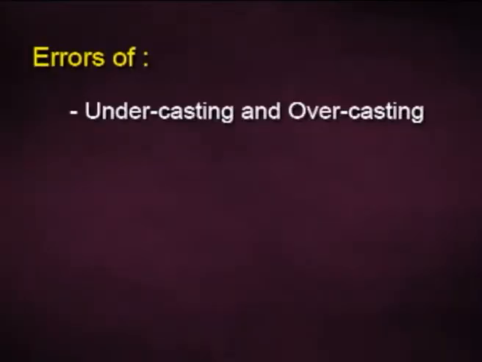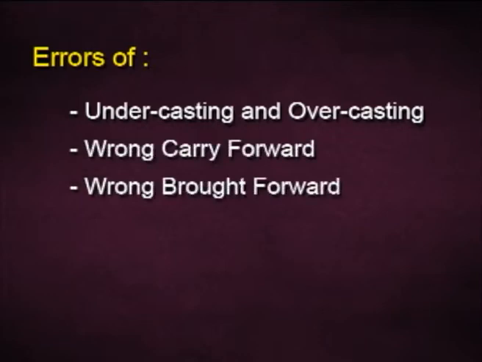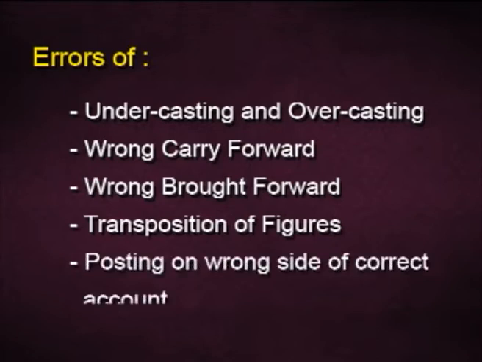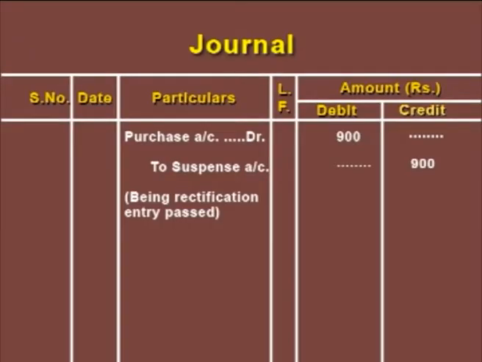With these examples, you can conclude that errors of undercasting and overcasting, errors of wrong carry forward and wrong brought forward, errors of transposition of figures and errors of posting on wrong side of correct account are of similar nature and normally affect one account only. Hence, suspense account appears in rectifying entry on the opposite side. You can see example 1, 2, 5 and 6 for this.